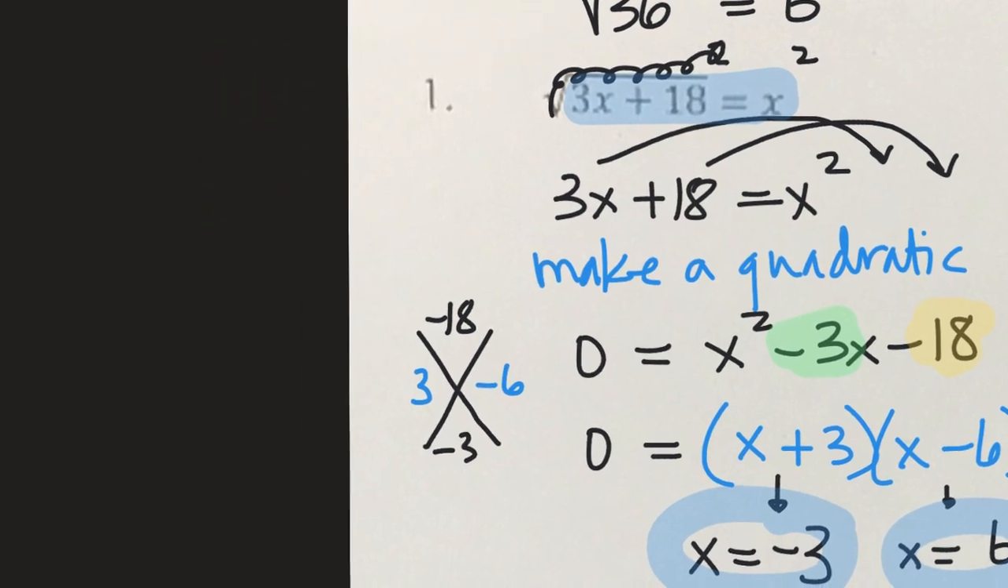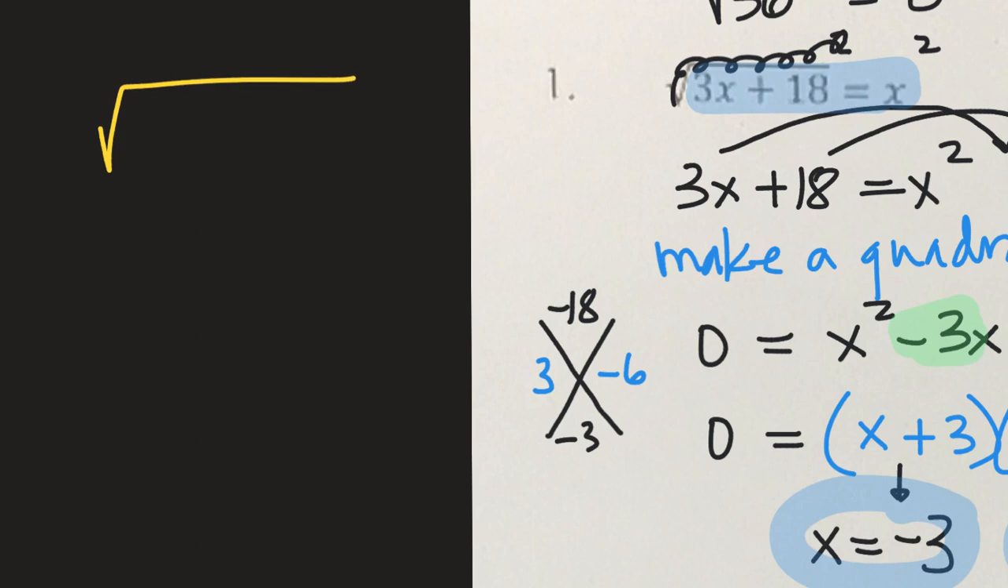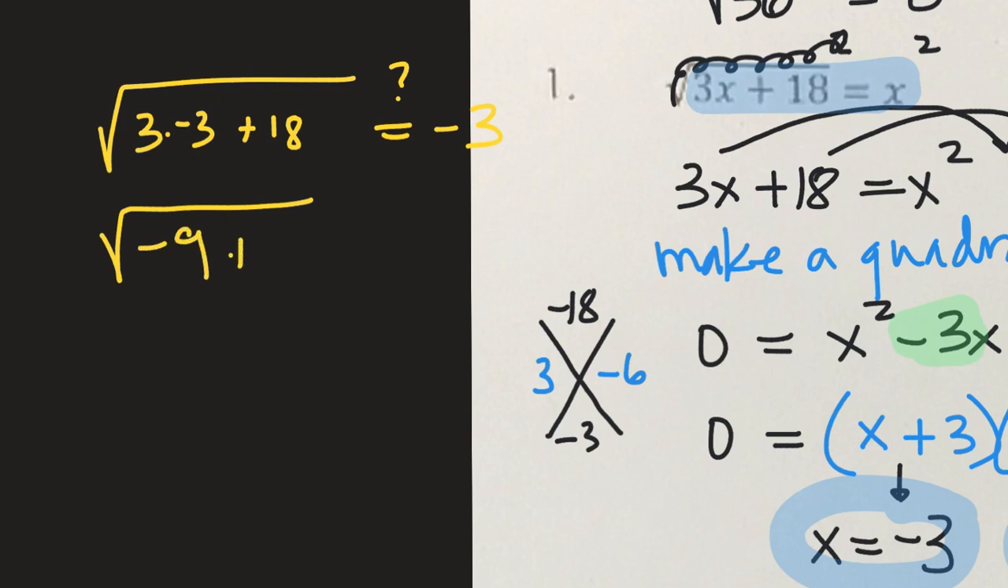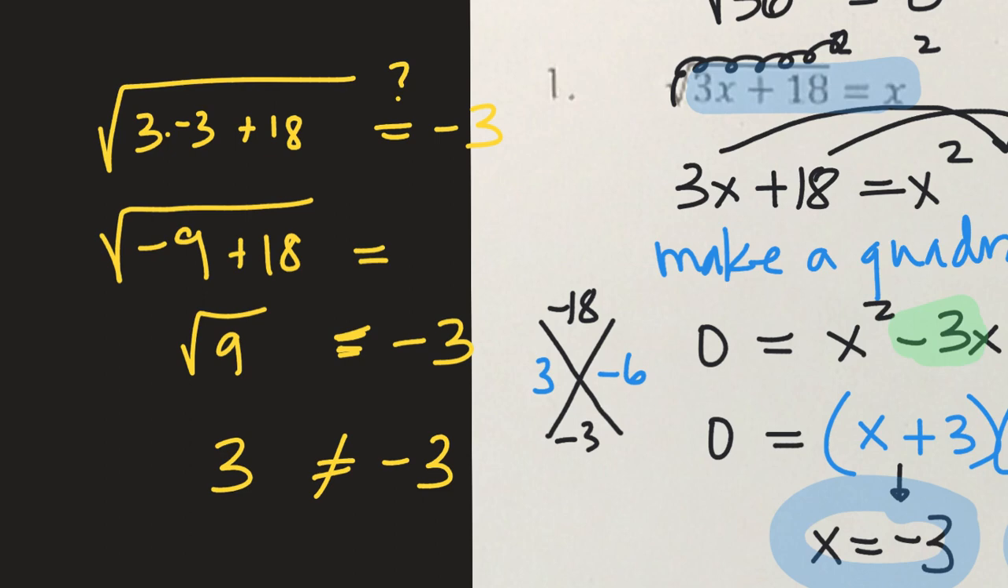And something tells me that this might not work. So we have the square root of 3 times negative 3 plus 18. Is that equal to negative 3? Right, that's the question. So 3 times negative 3 is negative 9 plus 18. That's the square root of 9. Is the square root of 9 equal to negative 3? And in fact it does not equal. So the square root of 9 is positive 3, which is not the same thing as negative 3.